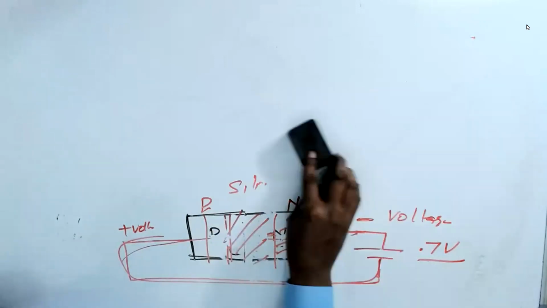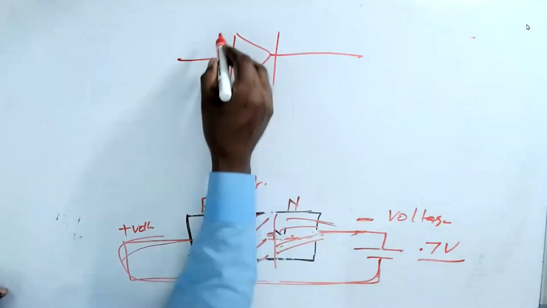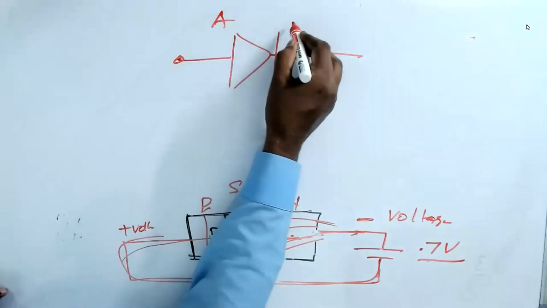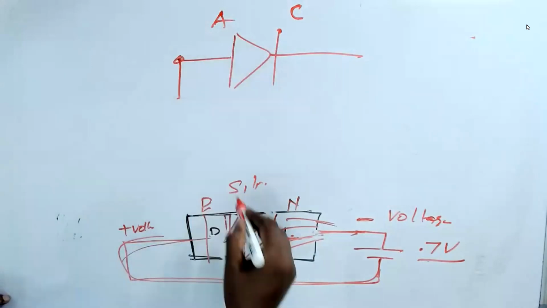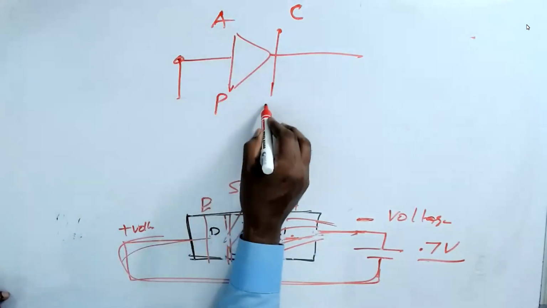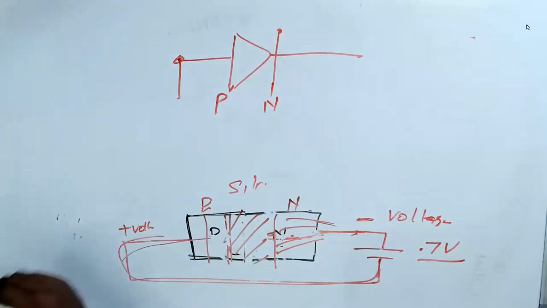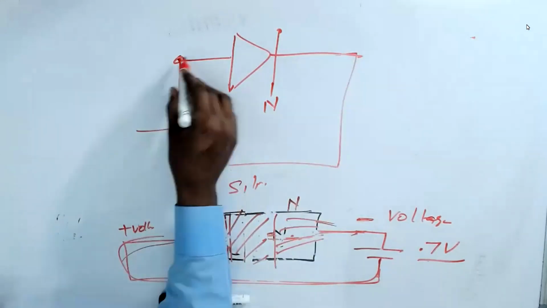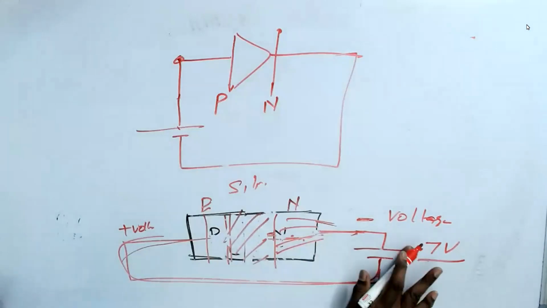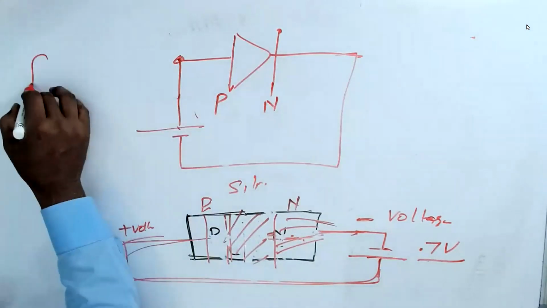So we normally put a symbol like this. This is anode. This is cathode. Anode is the P material, cathode is the N material. Let us forget about anode, cathode, P and N for now. If I apply a voltage this way, positive to positive, negative to negative, as we discussed previously, the current is going to flow. This is called forward bias.